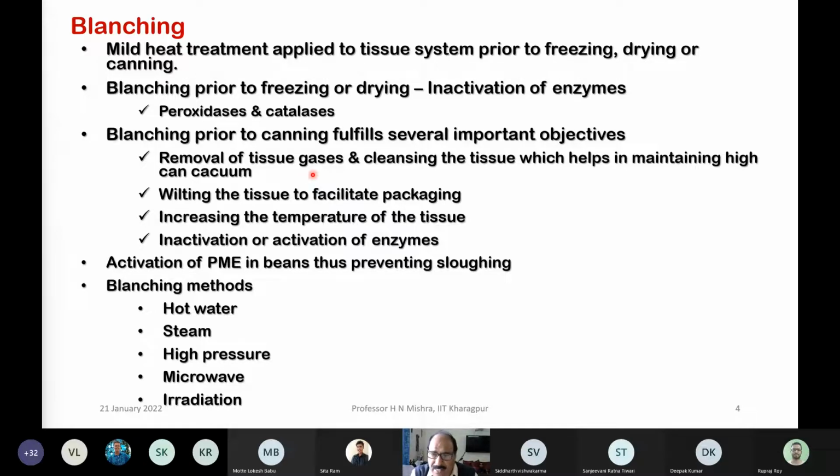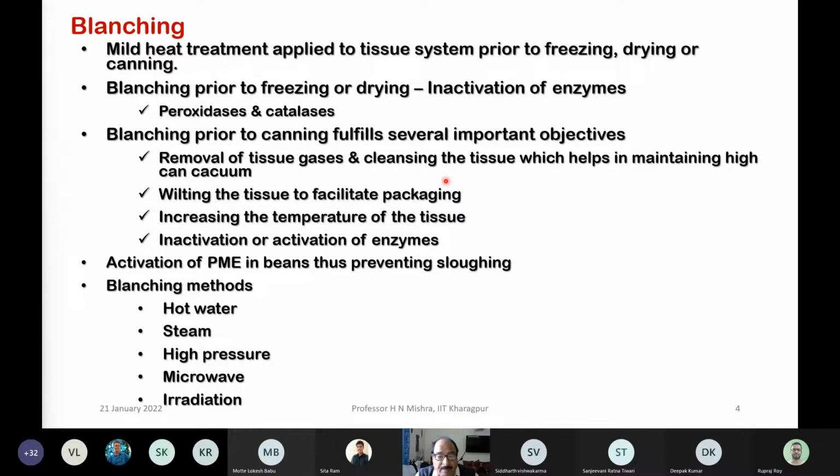So that is one. Otherwise, tissue gases may disturb the vacuum inside the can. Also, it cleans the tissue and reduces the bulk of the tissue, which facilitates packaging. In the same container, if there is blanched tissue and unblanched tissue, more blanched fruit can be packed in the same container because its volume has reduced.